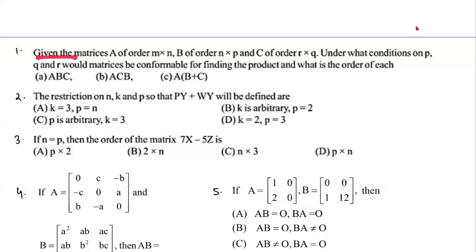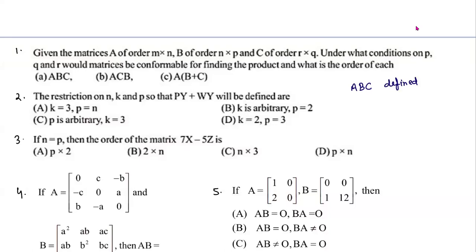The question: given matrix A of order n cross n, B of order n cross p, and C of order r cross q, under what condition on p, q, r would the matrices be compatible for finding the product? Suppose we need to find ABC. The question says this ABC is defined, so you need to find the condition when ABC is defined.